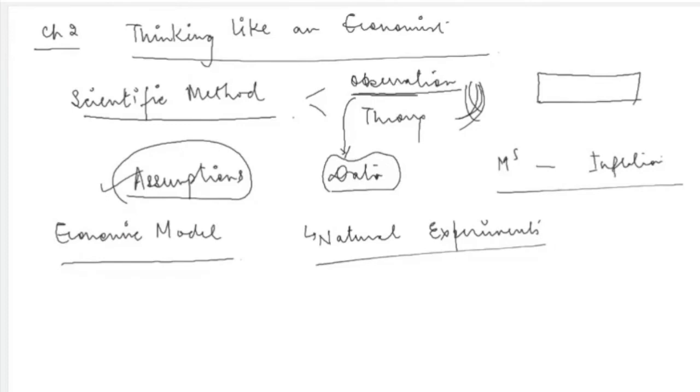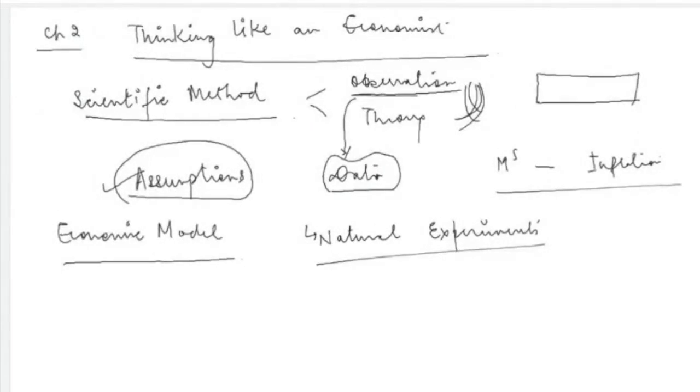In the last class, we started our discussion on chapter 2 and we talked about a few things. Basically, what is the scientific method underlying this subject? How do we frame economic theories in this subject? What is the method which guides the theories that are framed? Then we talked about the role of assumptions and how it is different from physical sciences or pure sciences.